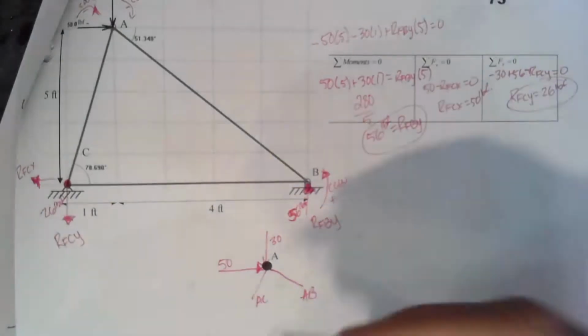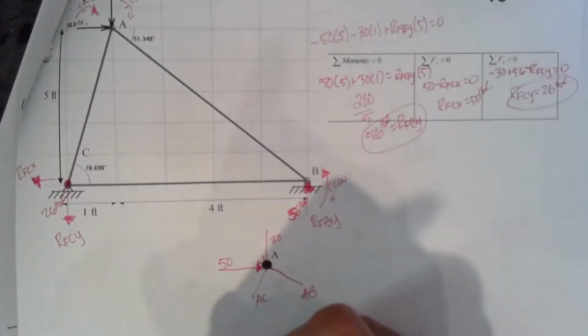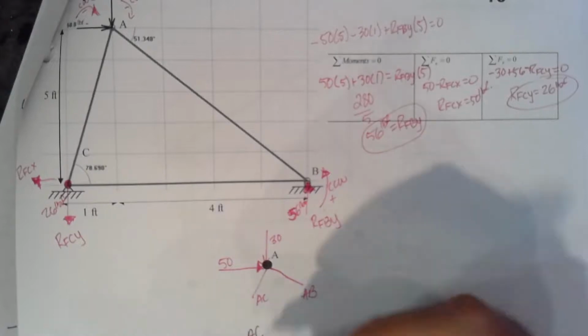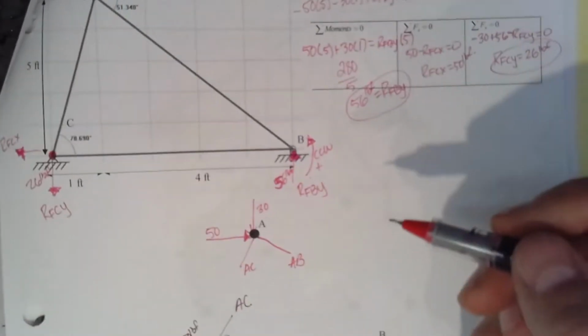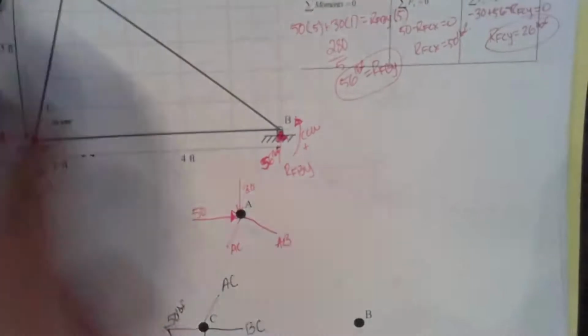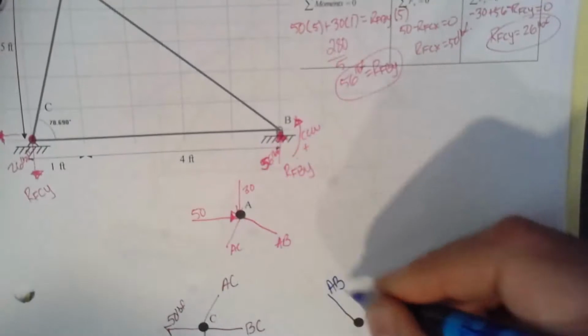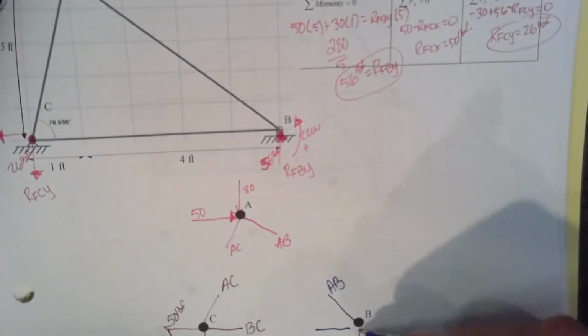Down here at C, we've got the reaction force in the X direction of 50 pounds of force. We've got AC, we've got BC, and we've got 26 pounds force coming down. And the last one we've got here is at B, and at B we've got member AB, we've got member BC, and we've got 56 pounds of force going up.